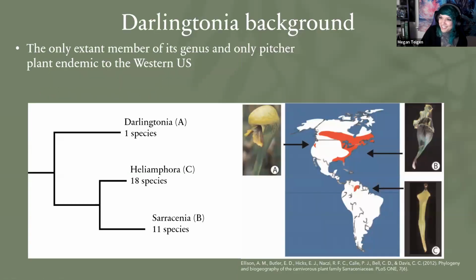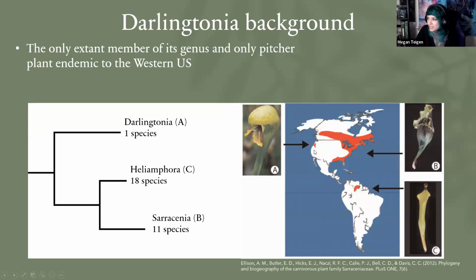If I can switch my slide. So Darlingtonia is the only known species in its genus, which is why we can call it Darlingtonia and not confuse it with any close pitcher plants. It's also the only pitcher plant endemic to the entire Western United States.